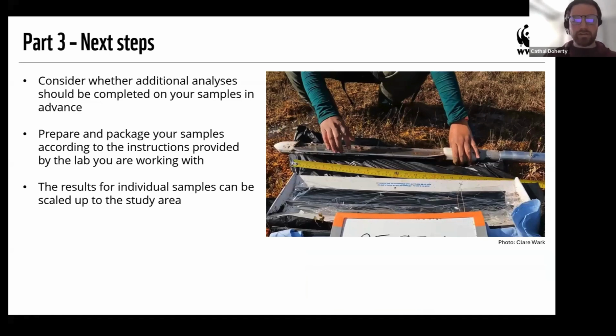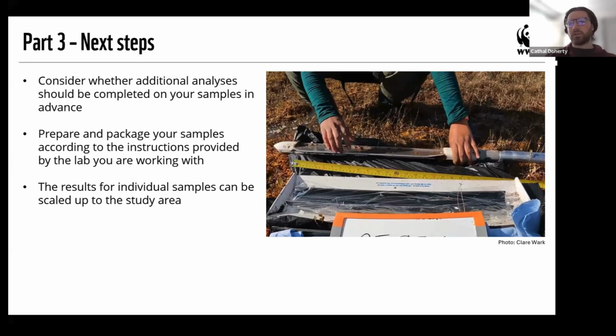So I'm gonna just discuss a little bit about the next steps. So whether you're sampling in a forest or an inland wetland or a coastal wetland, the same analysis will be run for your samples, and the lab will likely ask for similar requirements for each sample. One note, it's very important to package your samples in accordance with the lab instructions. As Marianne said, different labs, whether it's private, government, or university, might have different requirements for how they want that. So make sure to really follow those instructions specific to the lab you're working with.